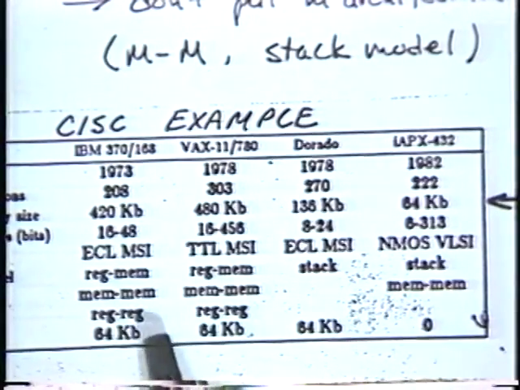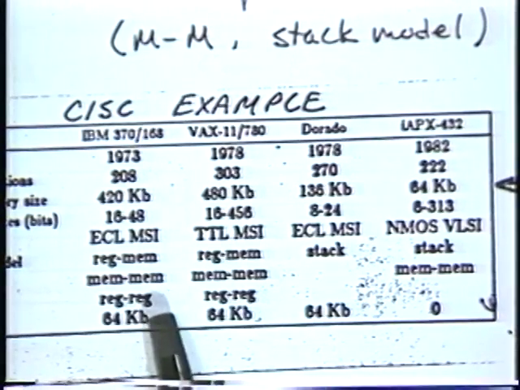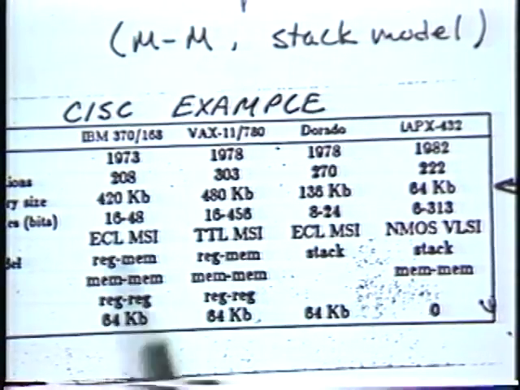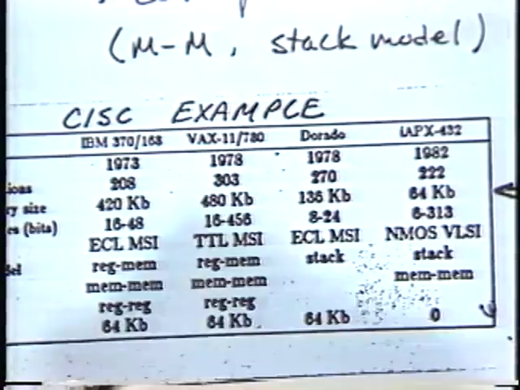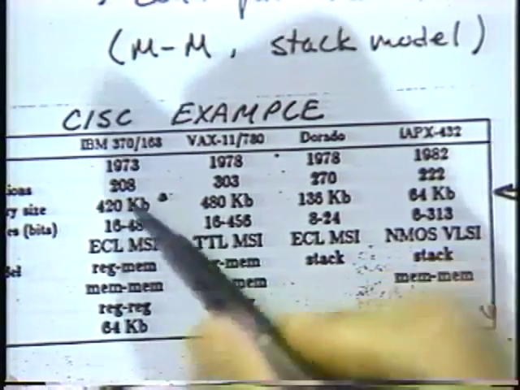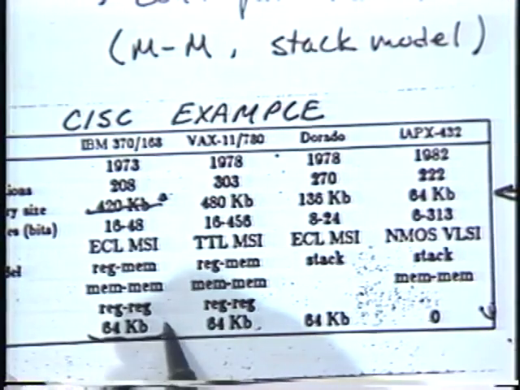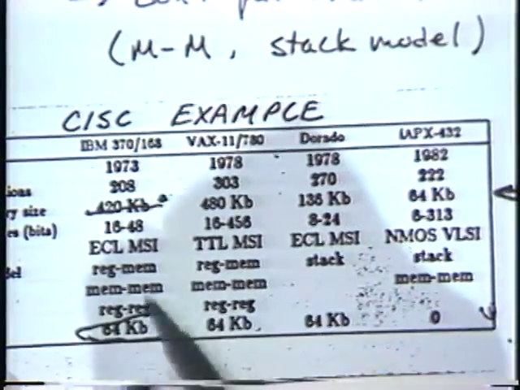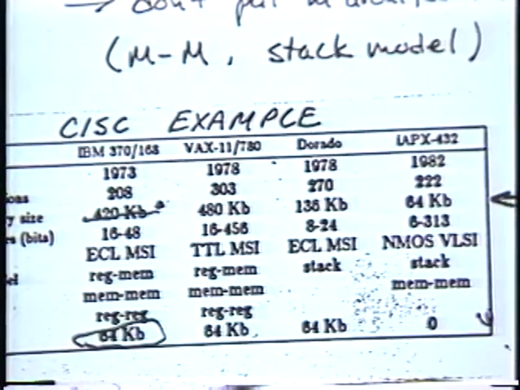This last line is the size of the cache. How big was the cache in this machine? It had about 64,000 bits of cache. Cache is a fast buffer memory, and we'll talk about the role of caches. But what's interesting is to note the relationship between this line, how much microcode the machine has, and how big the cache is. In these machines, the factor of the microcode store to the cache size is on the order of 5 or 6 to 1.